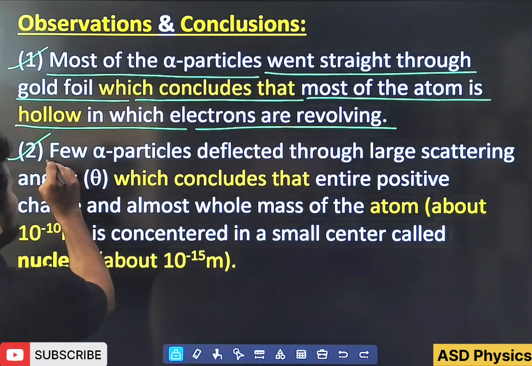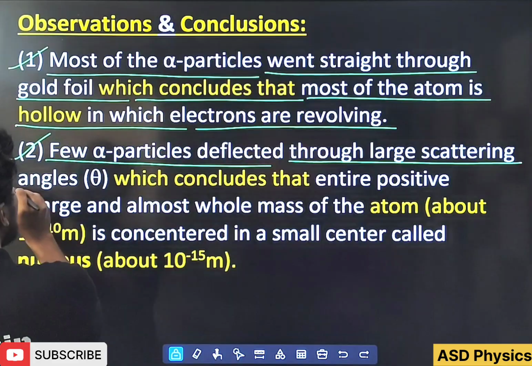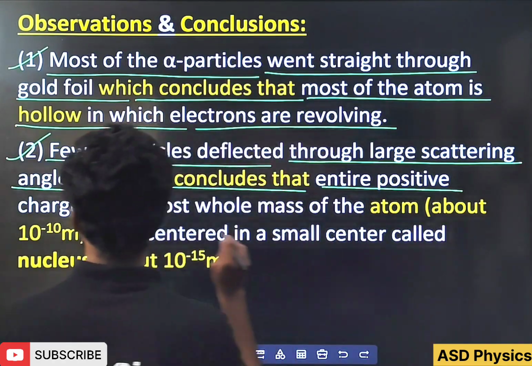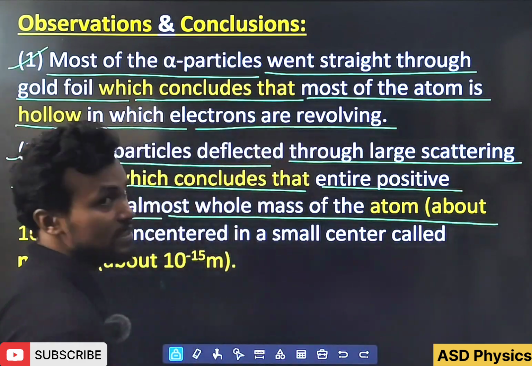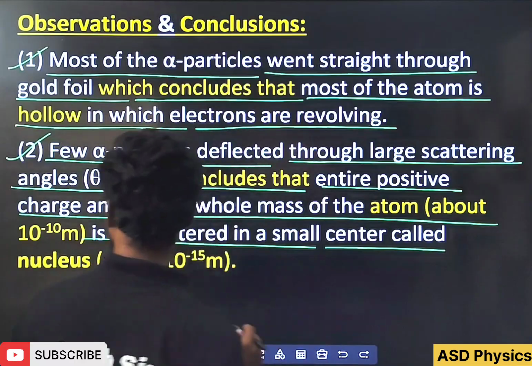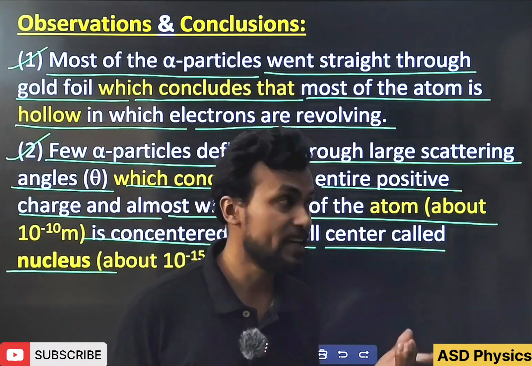Next one, let's see here. Few alpha particles deflected through large scattering angles theta, which concludes that the entire positive charge and almost the whole mass of the atom is concentrated in a small center called a nucleus. Okay, and remember that what is the size of the atom?